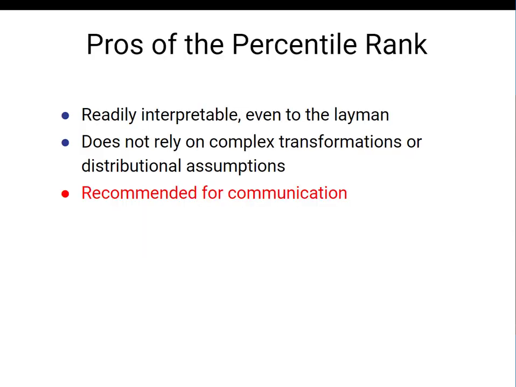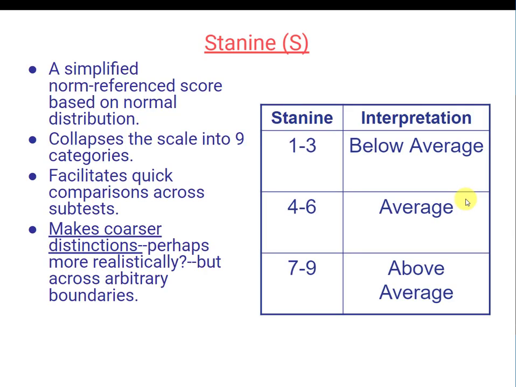Percentile ranks are really easy to use, so it's really nice to use them for communication. Regardless of how comfortable anybody feels with mathematics, they're able to understand where the student ranks relative to someone else. A less commonly used reference score is called a stanine, and stanines are even rougher cuts to describe where students fare relative to one another. It's collapsed into 9 categories.